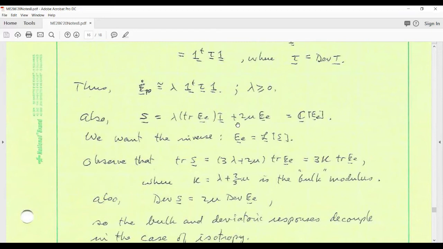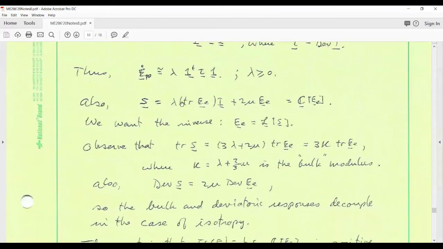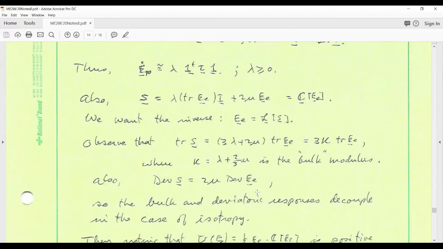If we take the trace of this equation, we get a 3 here, and then we get a trace of E elastic here. So we get 3 lambda plus 2 mu, that's 3 times the bulk modulus, times the trace of the elastic strain. If we take the deviatoric part of this equation, of course, that's a linear operation. So the deviatoric part of the sum is the sum of the deviatoric parts, and this first part has no deviatoric part since it's purely spherical, and we just get this. So the trace and the deviatoric parts of the equation decouple.